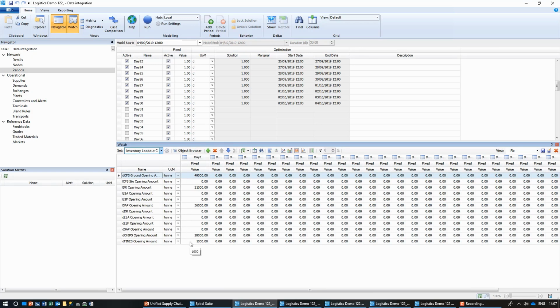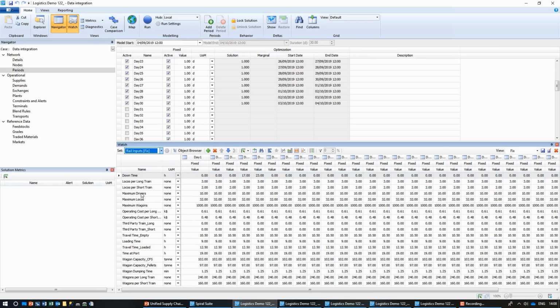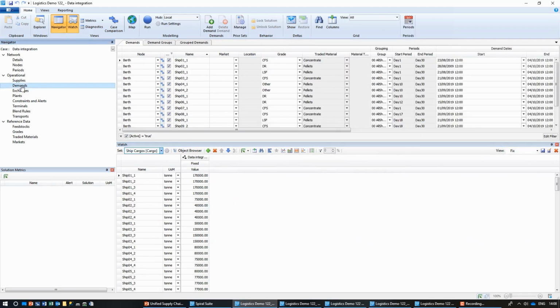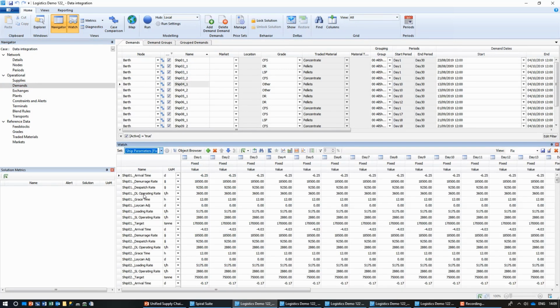Here we have various kinds of raw input data. Clicking on demands, we can see the ship data. Each demand is representing the cargo of the ship. Ships have additional parameters as well, such as the time of arrival, the rate to charge for demurrage or dispatch, the operating rate to use for calculating the demurrage, and there are various other factors.